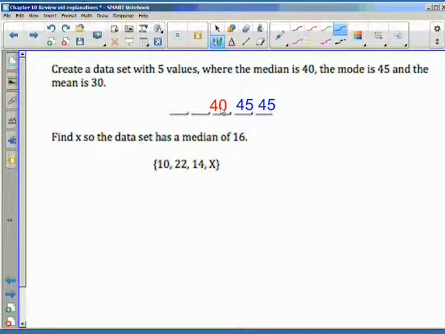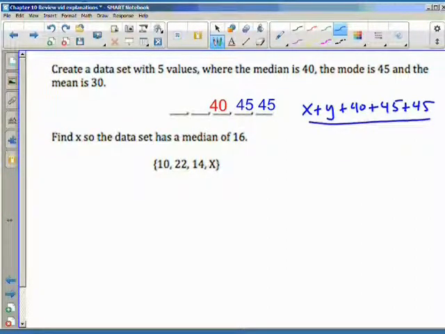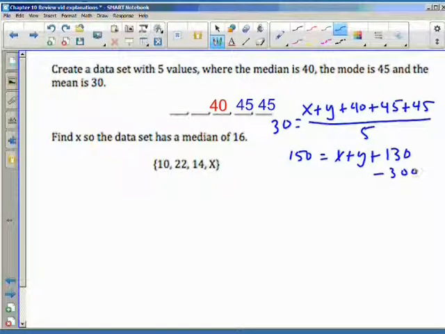We know that if we were writing the equation to find the mean, we'd have 2 values, undecided right now, plus the last 3, all divided by 5, would have to equal a total of 30. So let's work backwards. Let's undo divide by 5. We multiply, we get 150 equals x plus y plus, and the total there is 130. We'll subtract 130. And we get 20 equals x plus y.